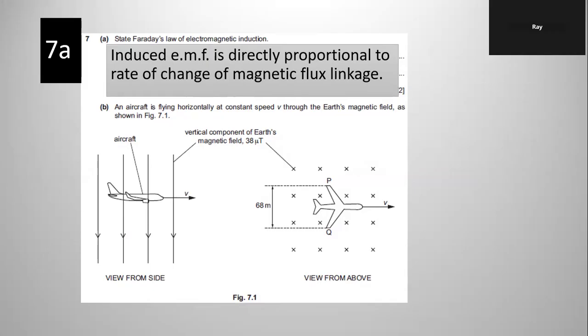An aircraft is flying horizontally at a constant speed v, shown in the diagram here, through the Earth's magnetic field as shown in figure 7.1. Right, this is the view from above, and this is the view from the side.